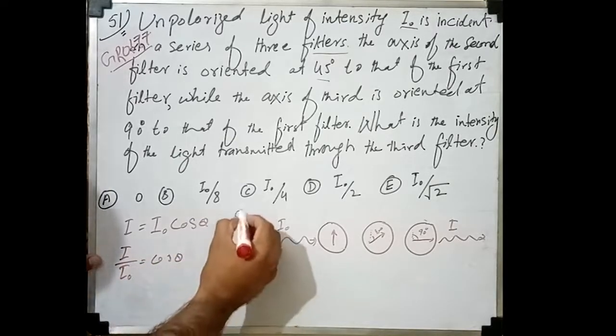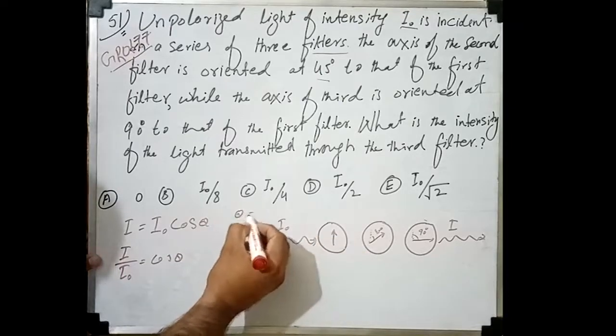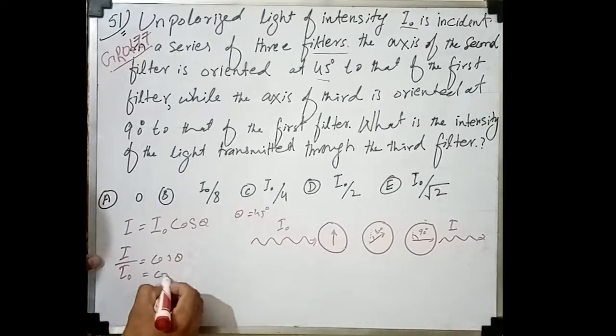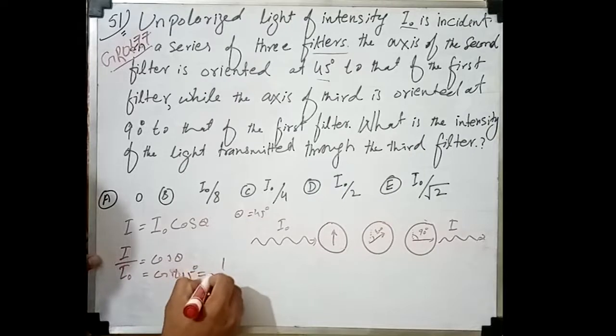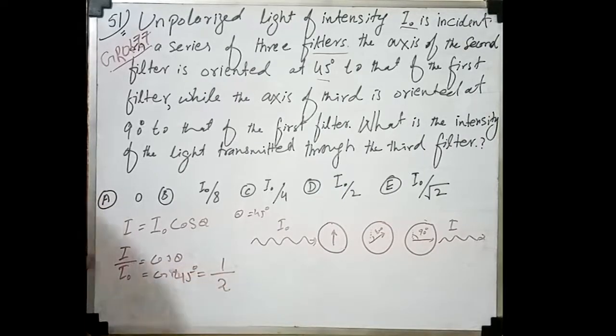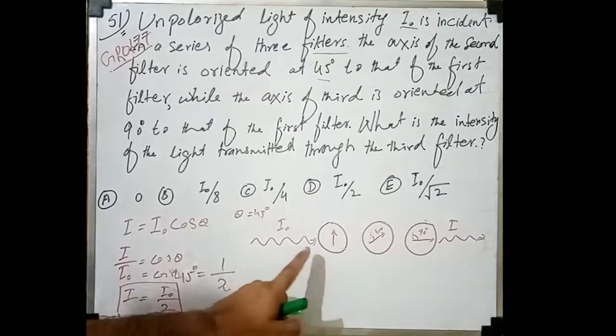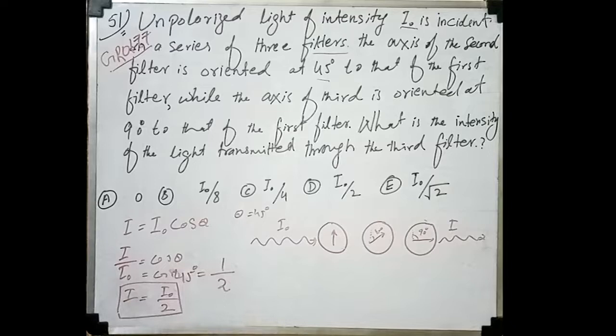We are given that the second polarizer is at 45 degrees with respect to the first one. So cos of 45 degrees is equal to 1 divided by root 2. So 1 over root 2 is the value of cos theta. So I is equal to I naught divided by 2. This will be the intensity of the light wave when it passes through the first polarizer, the one polarizer.